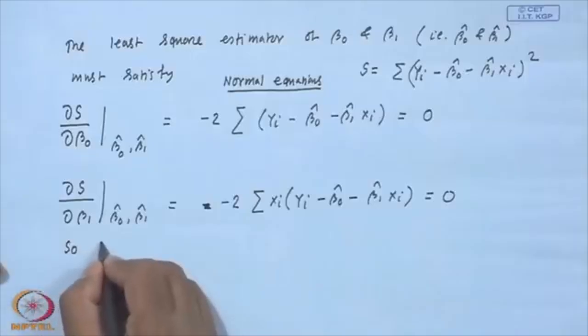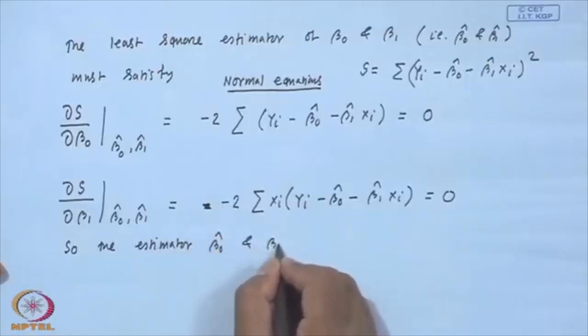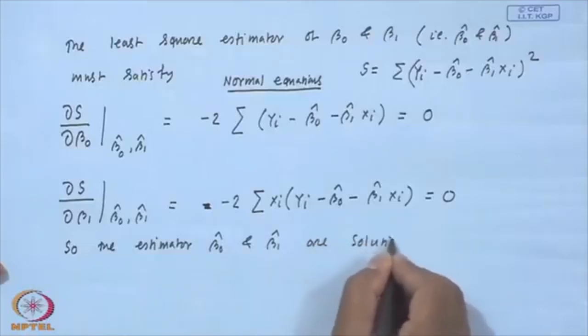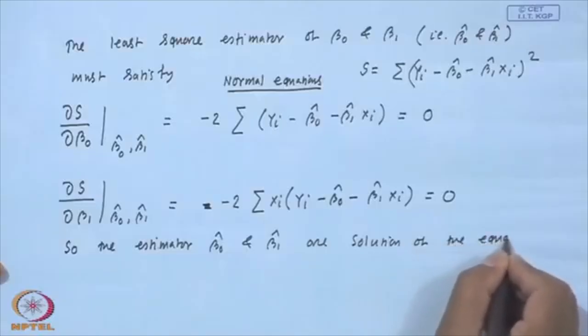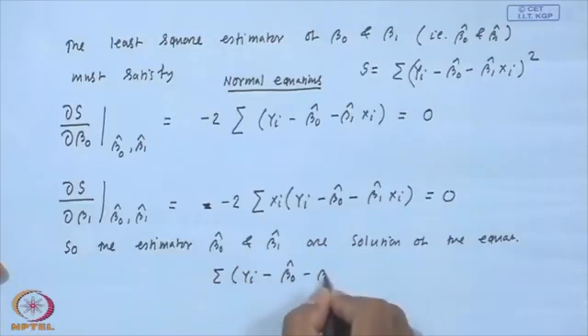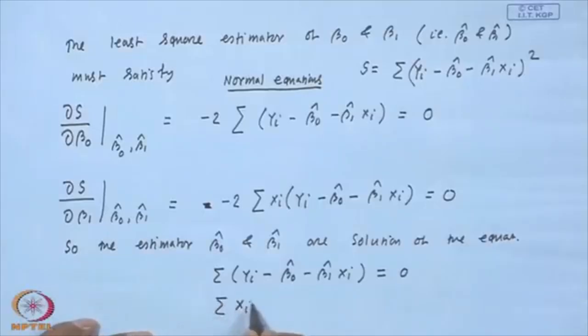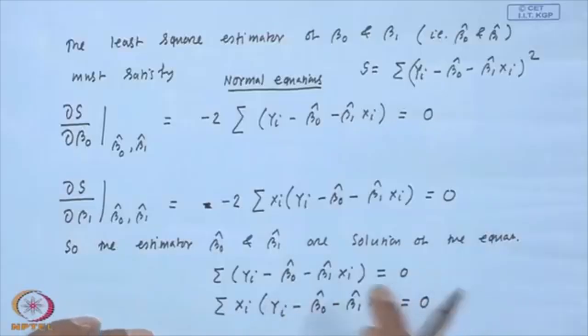So, the estimators beta naught hat and beta 1 hat are the solution of the equations summation y I minus beta naught hat minus beta 1 hat x I equal to 0, and summation x I into y I minus beta naught hat minus beta 1 hat x I equal to 0. So, you have two independent normal equations and from here you can estimate beta naught hat and beta 1 hat. So, we will be doing that. Let me start with this one.